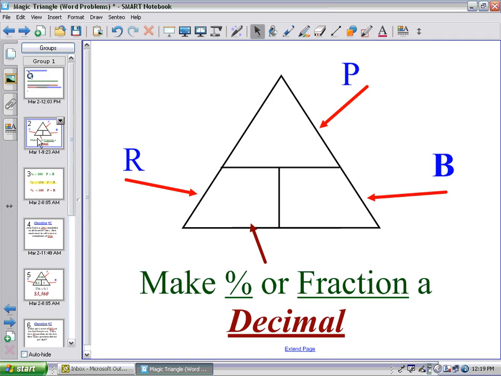When you're doing a word problem, the first thing that you need to do, without a doubt, is identify whether or not the problem has a percent or fraction in it. If there is a percent or fraction in the word problem, you need to immediately make it a decimal and put it into the R chamber. If it does not, then you simply put an X in the R chamber, because that is what you're going to be asked to find. It'll say, what percent is this? That you need to do first.